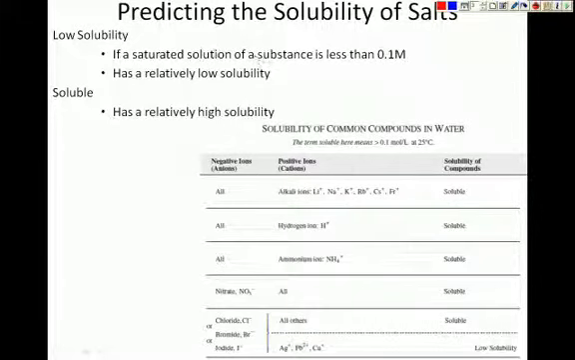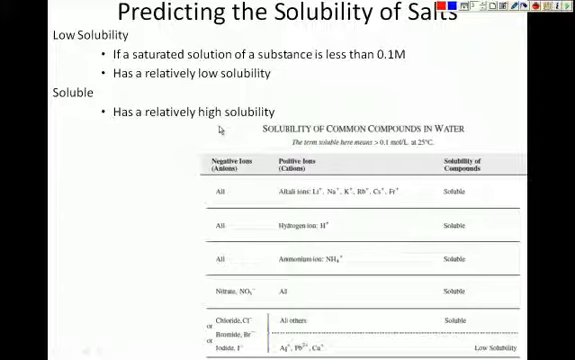Okay, it's Mr. Lum again, and today we're going to be talking about how to predict the solubility of salts. So we're going to be looking at if something is going to have low solubility or is going to be soluble. So first we need to define what does low solubility mean. Sometimes we say things like something is insoluble. However, that's kind of a misnomer.